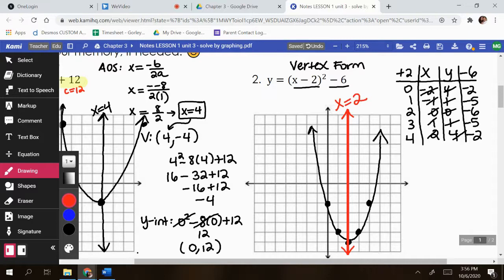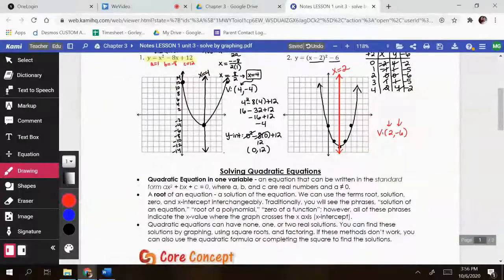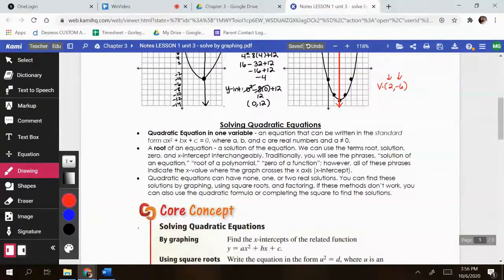Okay. And my vertex, in this case, is the point (2, -6) because of that right 2, down 6 shift. All right, so now that we reviewed graphing, let's go ahead and actually get into solving quadratic equations.